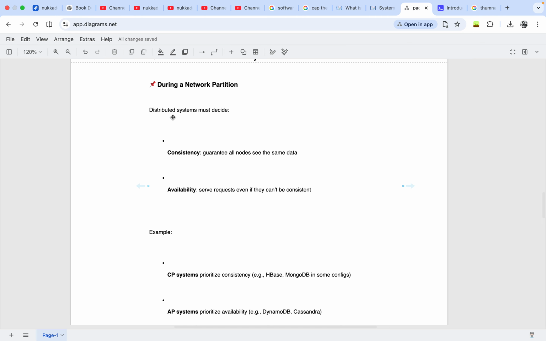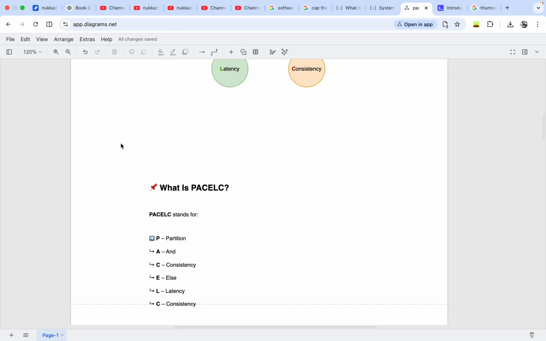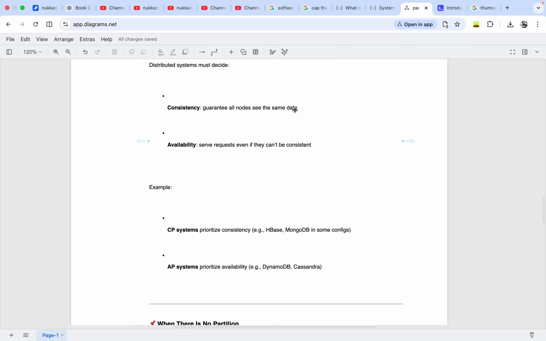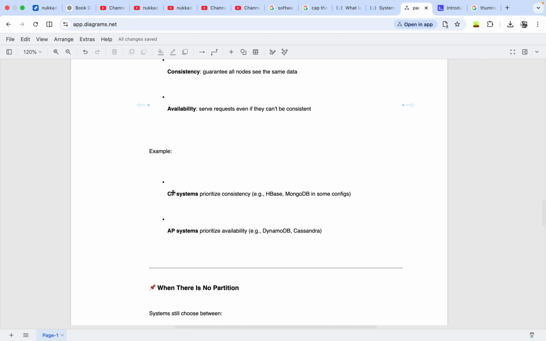Like here you can see what happens during a network partition. Distributed systems must decide. They should decide between consistency, where all nodes have the same data, and availability, where they serve requests even if they can't be consistent, which I already told, right?